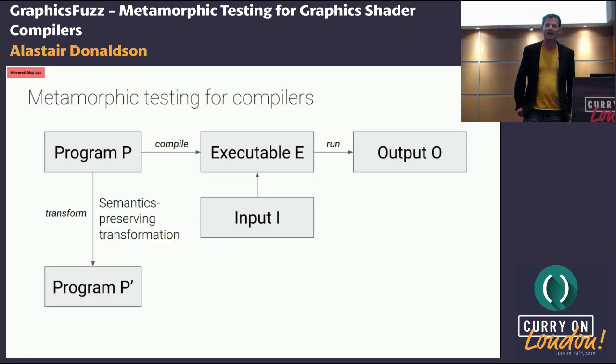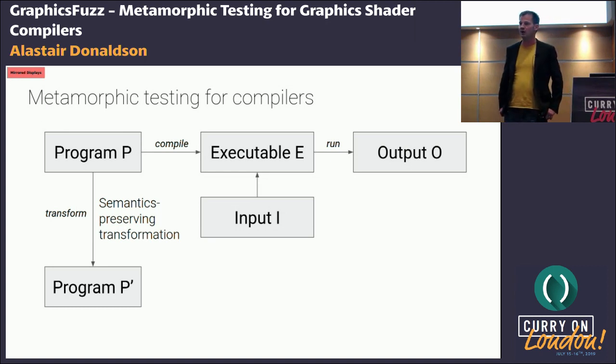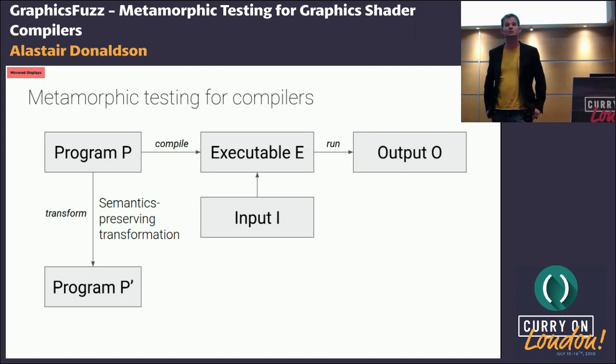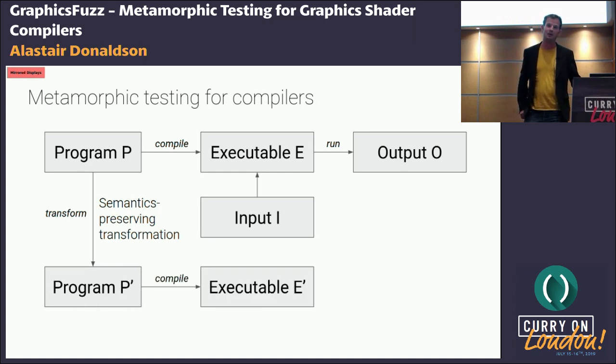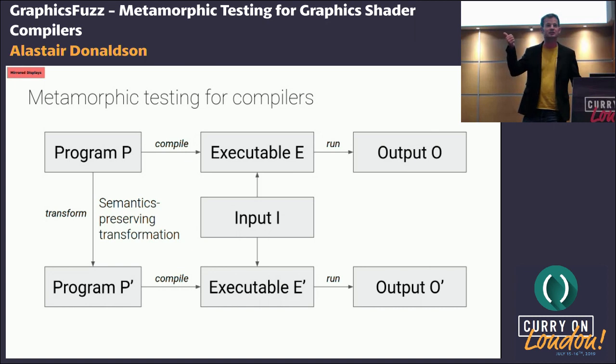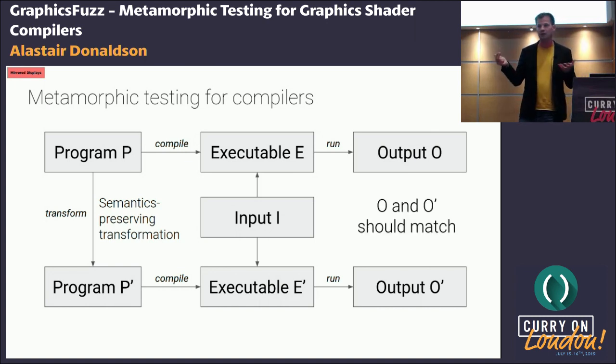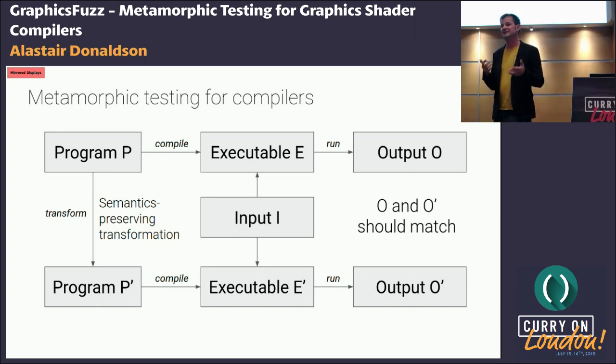But if we can apply a semantics preserving transformation to the program P, do something to the program that makes it look very different to the compiler, but in a manner that doesn't change what it ultimately computes, then we can compile that program P prime, and we can run the resulting executable on the same input to get an output O prime. And because the transformation was semantics preserving and the program is deterministic and free from undefined behaviors, these outputs should match. If they don't match, then there's a bug in the compiler.